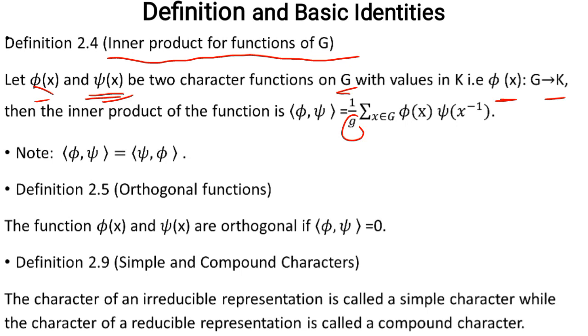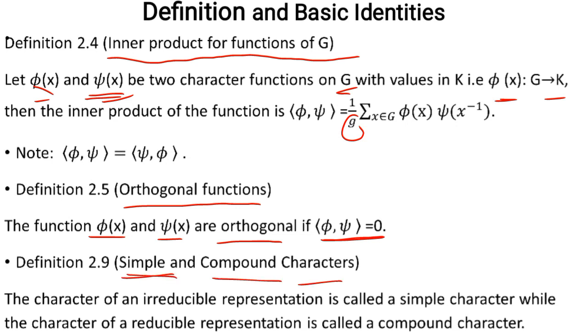The next definition you need to know is orthogonal functions. When you hear orthogonal, it means something is equal to 0, right? Okay, so the functions phi of x and psi of x are orthogonal if this inner product is equal to 0, okay?